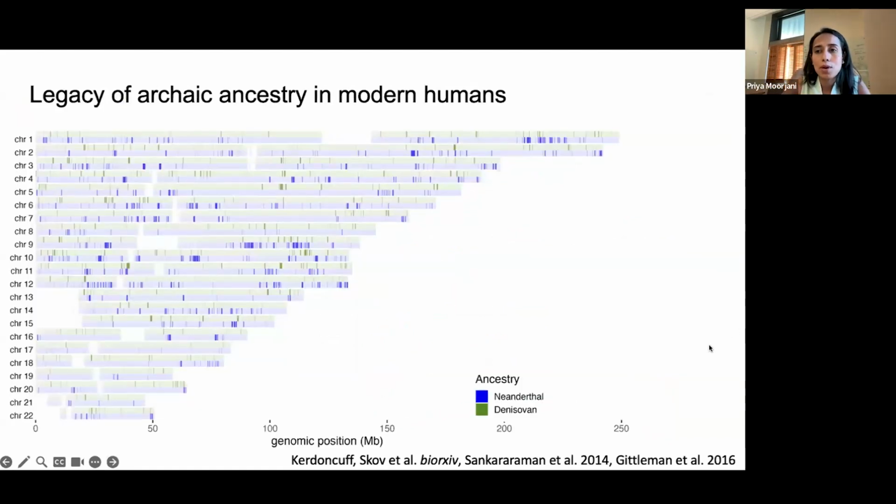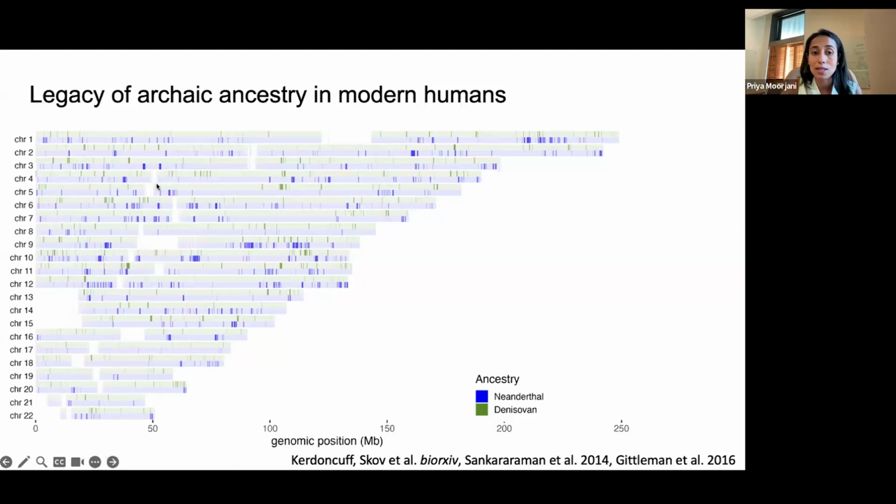Now, you might be wondering, what is the function of these bits of DNA that we have inherited from our Neanderthal or Denisovan ancestors? To answer this question, what we often do is look at places in the genome where a lot of modern humans have retained Neanderthal ancestry. Here, each line is a chromosome, and on top I'm showing you the distribution of the Denisovan ancestry, and the bottom in blue is the distribution of the Neanderthal ancestry.